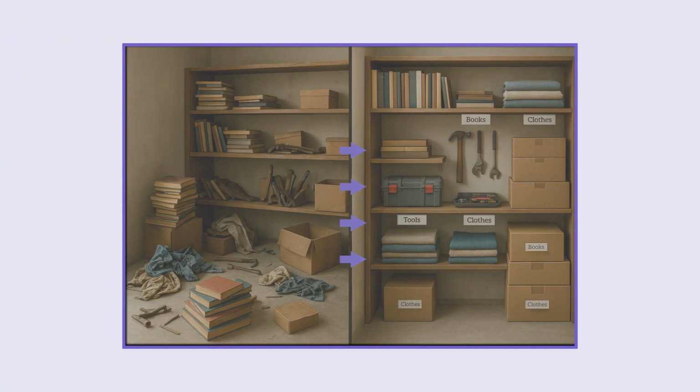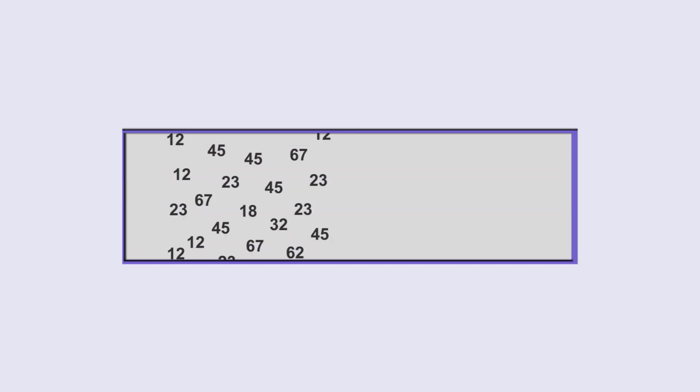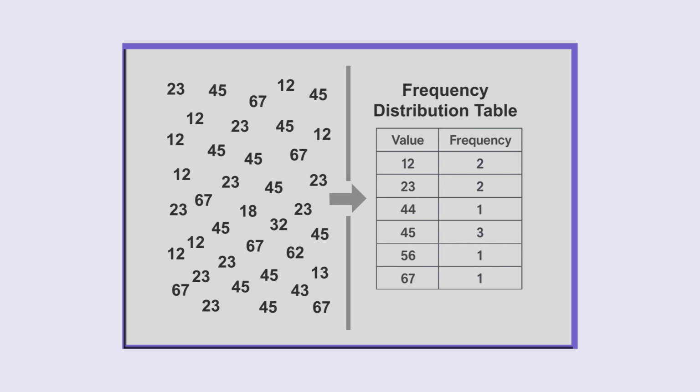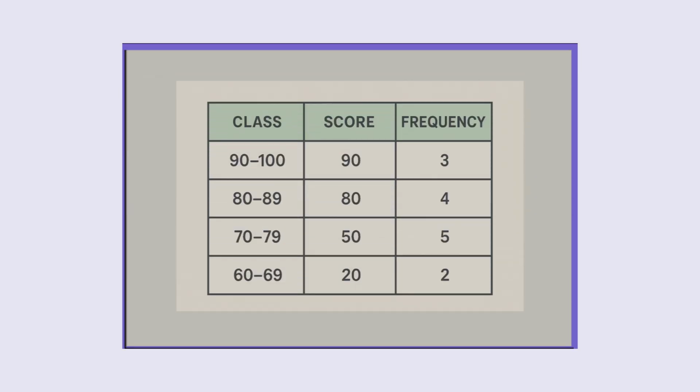Picture walking into a cluttered storage room, where items are scattered everywhere. How do you make sense of this chaos? You'd organize similar items together, right? This is exactly what we do with raw data through frequency distribution.